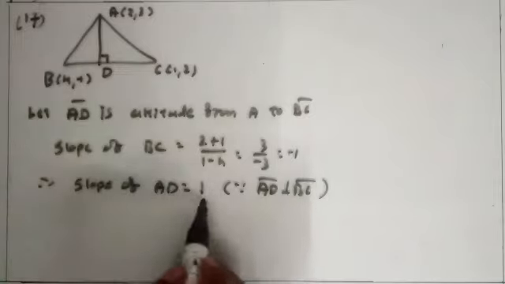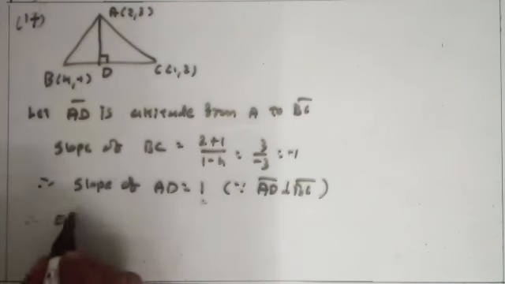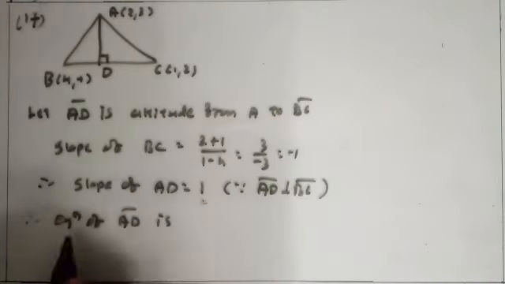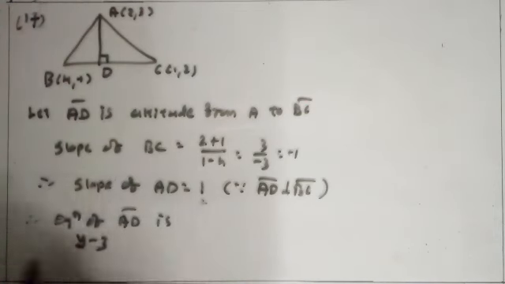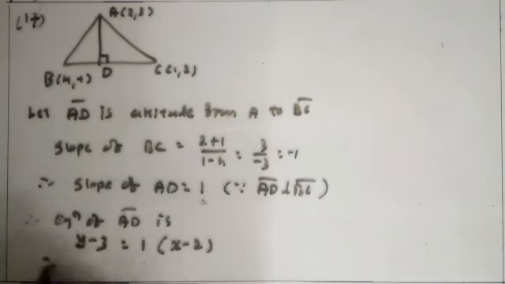Now, using the slope and the point, we get the equation of AD. The equation of the altitude AD is y - y1 = m(x - x1). It passes through (2, 3), so y1 is 3, the slope is 1, and x1 is 2. So y - 3 = x - 2. Simplifying, x - y + 3 - 2 = 0, so x - y + 1 = 0. This is the equation of the altitude AD.